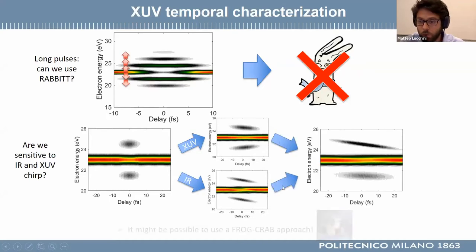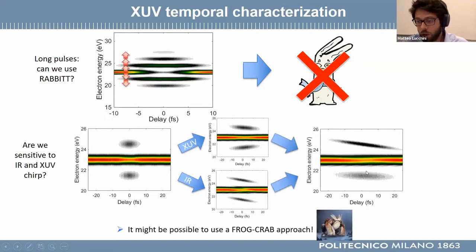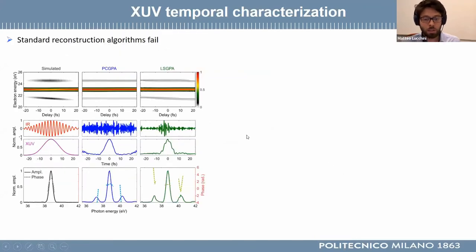This means that if you combine the two, you get a unique feature which is given by the combination of the two effects. And in principle, one could think to use a phase reconstruction algorithm in a FROG-CRAB approach, which is more similar to what is done for the single attosecond pulse reconstruction, to get the time duration of XUV and IR out of the spectrogram. Actually, if one uses the more standard reconstruction algorithm, they do not perform that well.